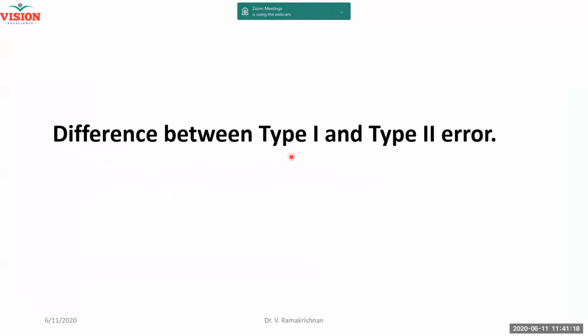Now, the difference between type 1 and type 2 error. Somebody was asking a question, what is type 2 error? And then explain beta and all. Which is worse? Very important.